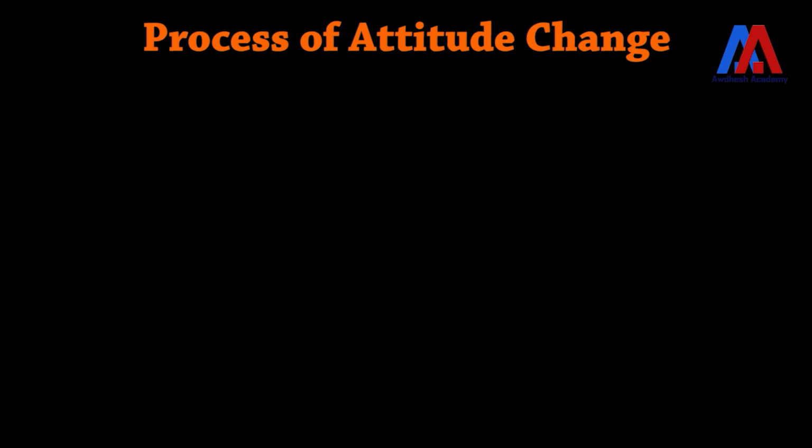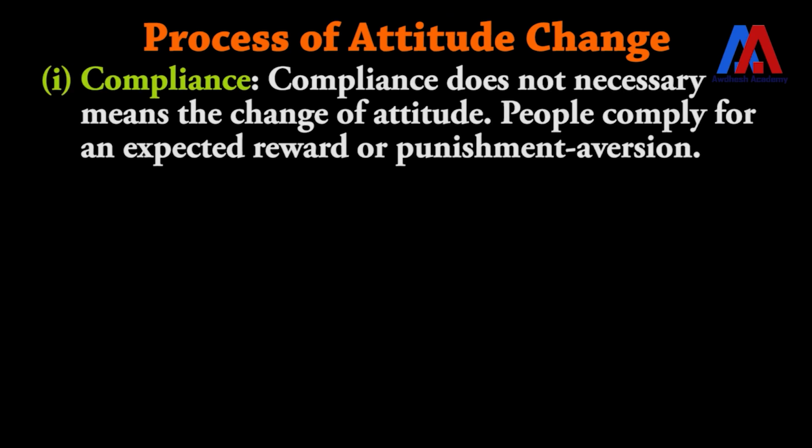Now, how does the attitude of the people change? What is the process of attitude change? Let's understand that. The first step is compliance. What happens is that if somebody asks you to do something, then even though you may not be convinced, you still comply with the request, particularly when it is rewarding to comply with the request, or sometimes we comply with the request because we want to avoid any type of punishment. So the first step is compliance.